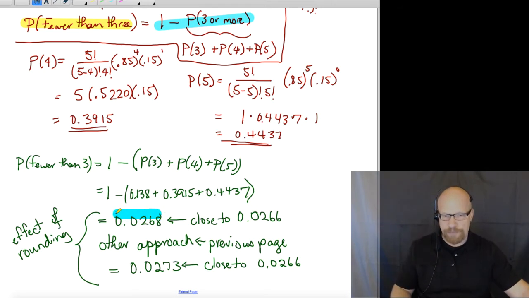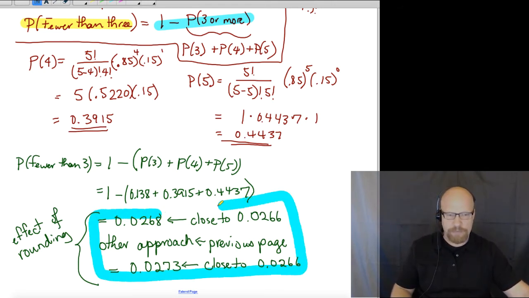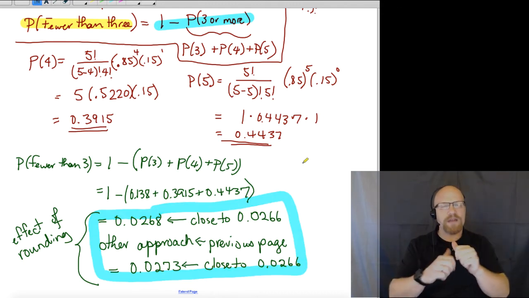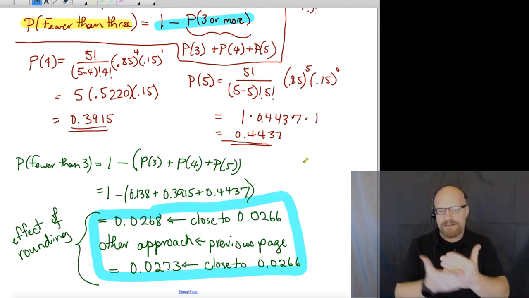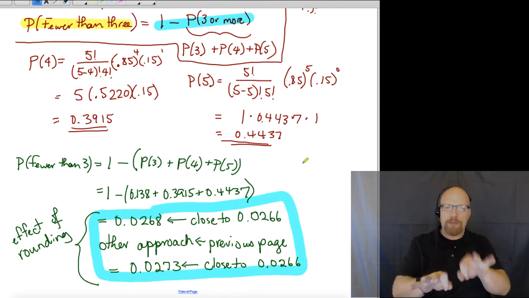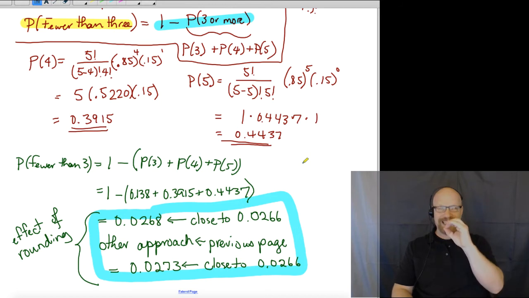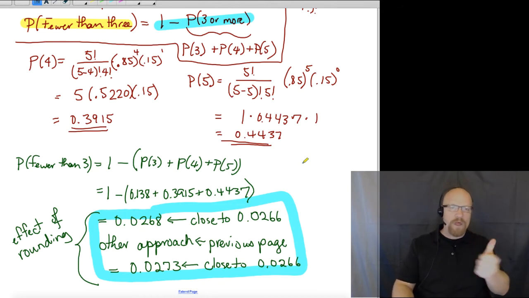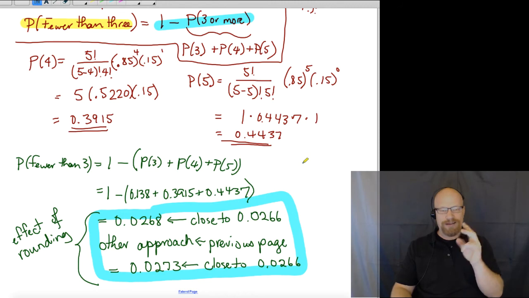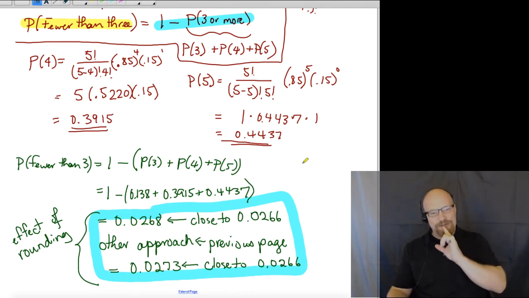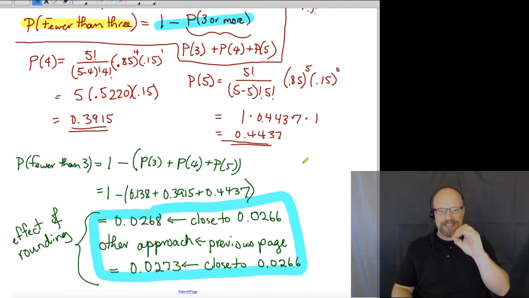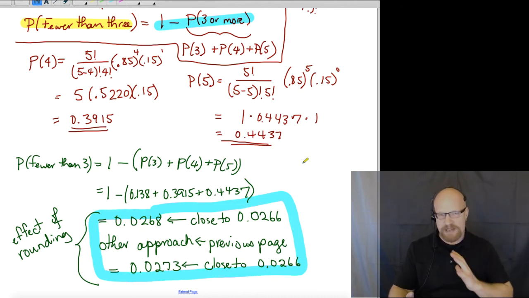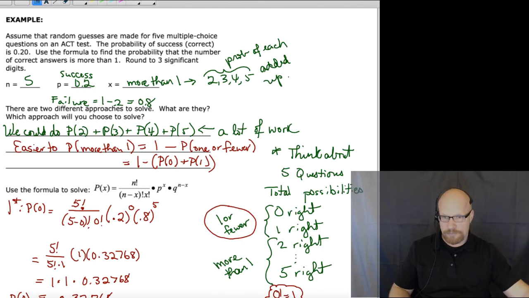See here, because we're dealing with decimals and rounding, it will cause some error. It's not a perfect answer. So I have 0.0268, really close to 0.0266, or the other 0.0273. Really, you would round probability to two places, so you would say it's really 0.03 for all of it. So it's fine.